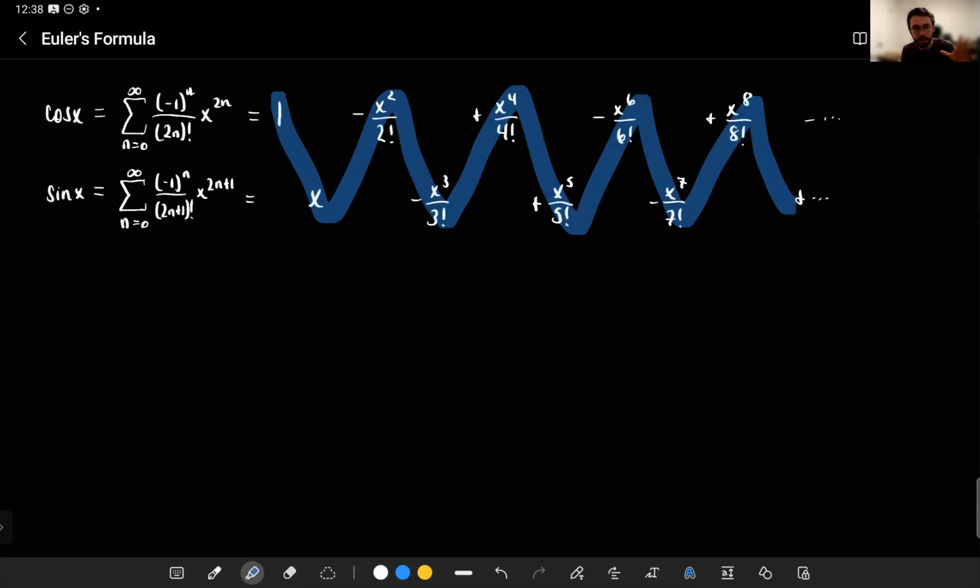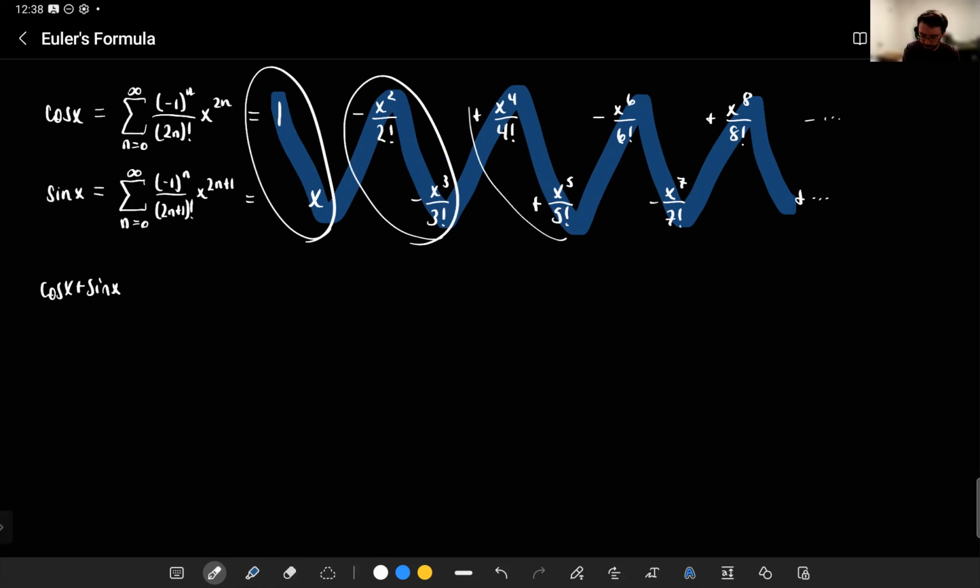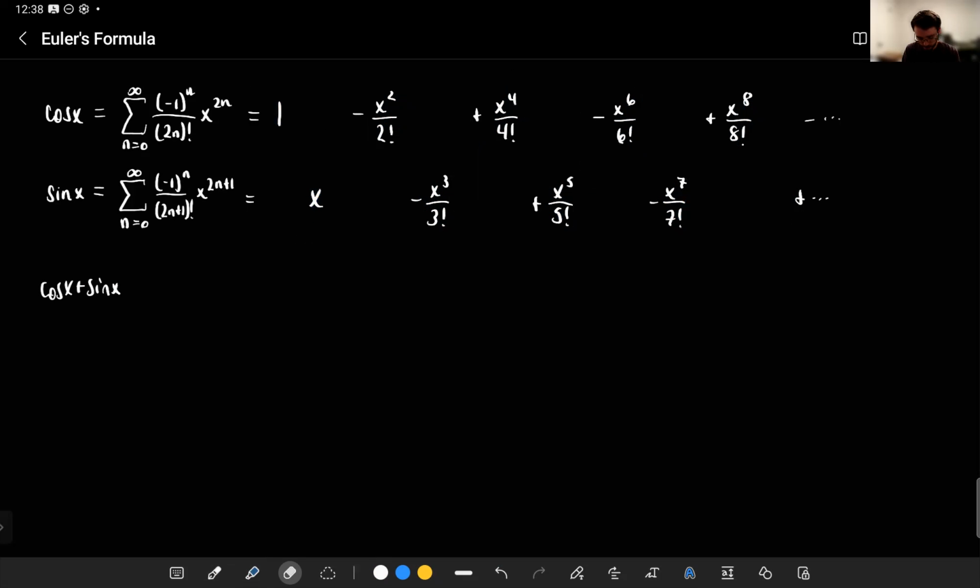They look like they line up really nicely, and I could just add them together. So you might think cosine x plus sine x is some kind of nice series like that. It's almost alternating, in the sense that the first two terms are positive, the second two are negative, the next two positive, the next two negative, and so on. So it's not quite an alternating series.